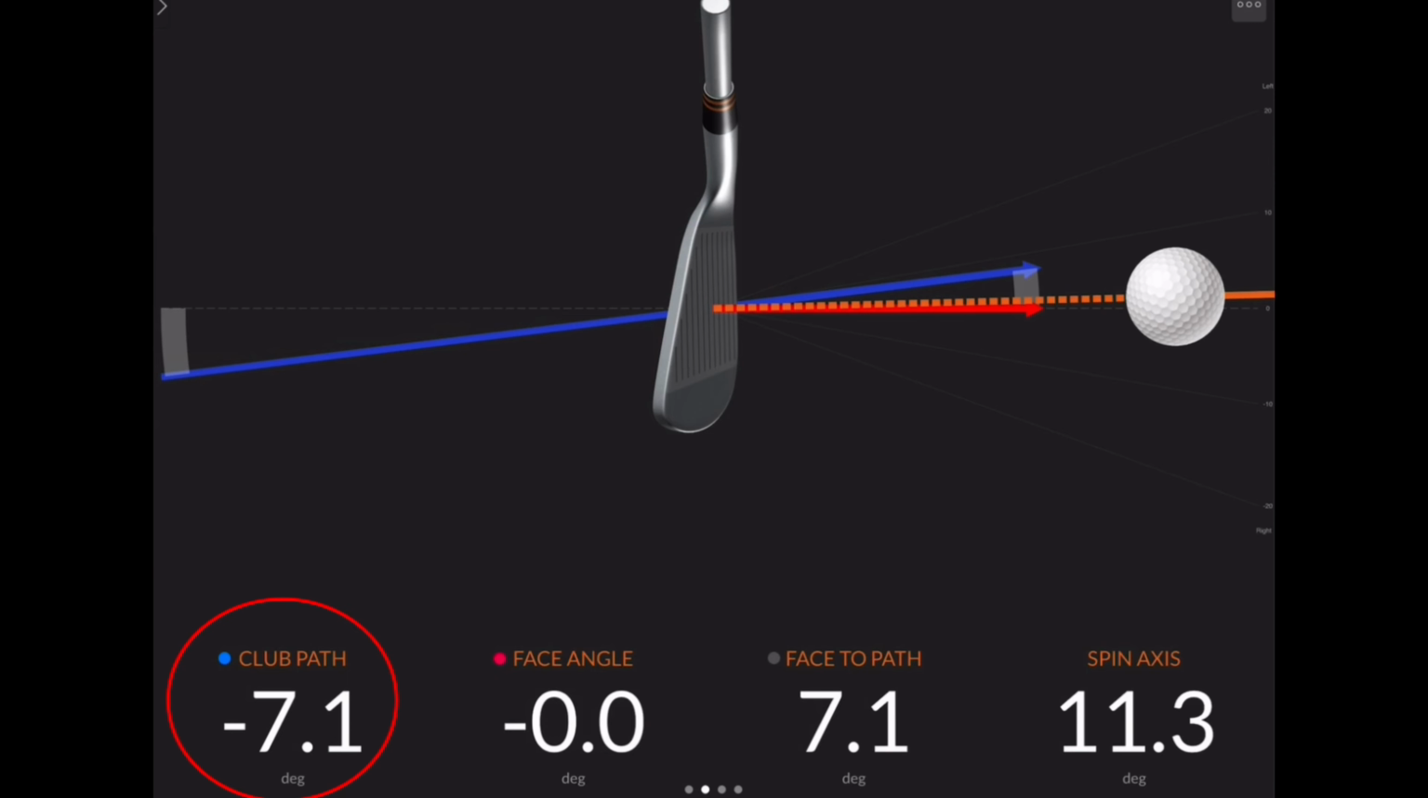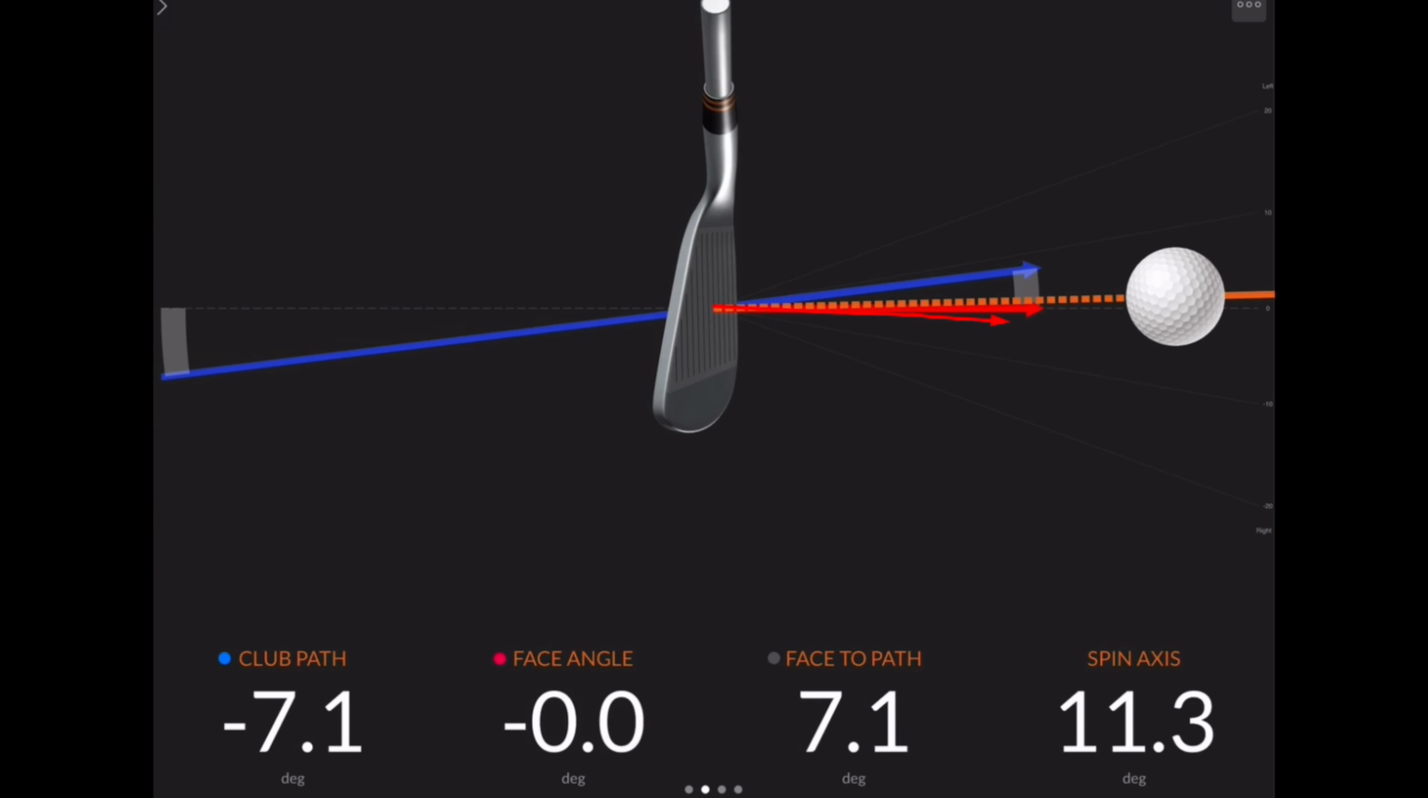Okay, then we can see the face's relationship to this in terms of face to path. We're not going to worry too much about face angle relative to target, because I feel that if we can control the path and the face to path, you're going to be able to change the shape of your golf shot. Face to path is so important. You can see that this one reads a positive number, which is a plus number. That basically means that the club face was open. So put simply, this golfer was slicing the ball the same way. If you're hitting a slice, the path was moving left and his club face was right of that, causing the ball to curve to the right.